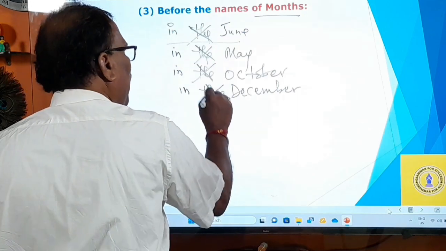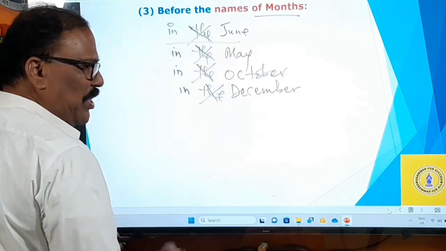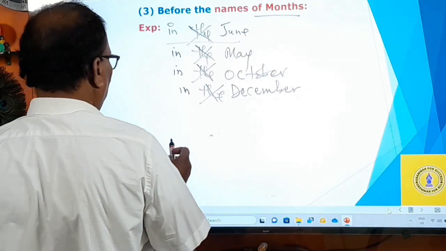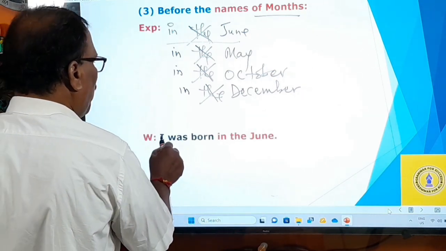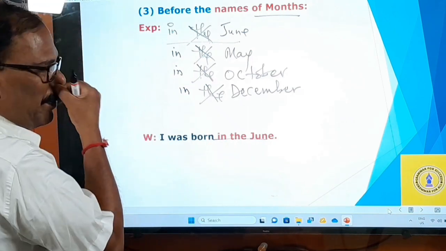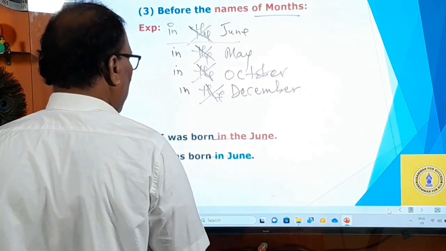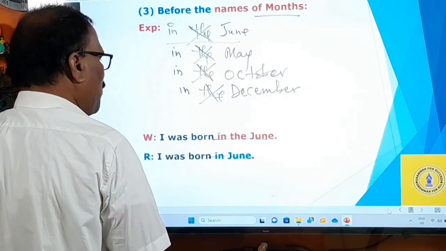Therefore, I have written them, I have struck them. And now I'm going to give you some examples to make you understand. I was born in the June. Can you say that? No. I must say, I was born in June.